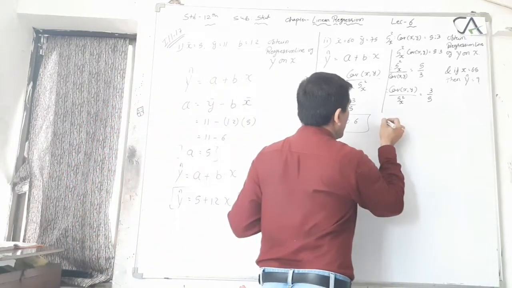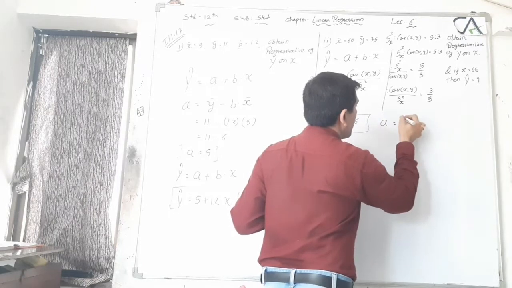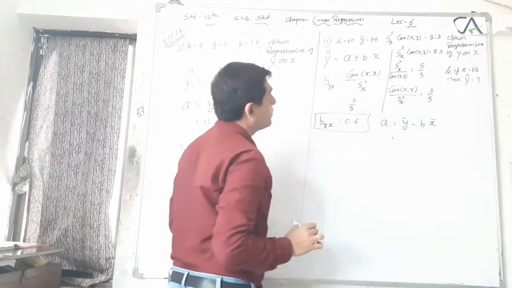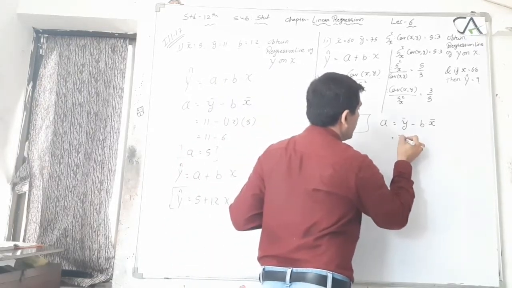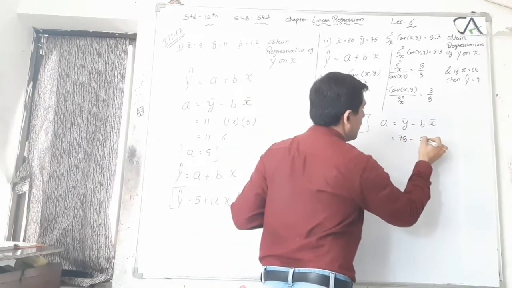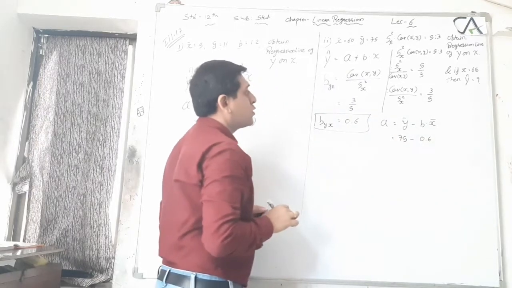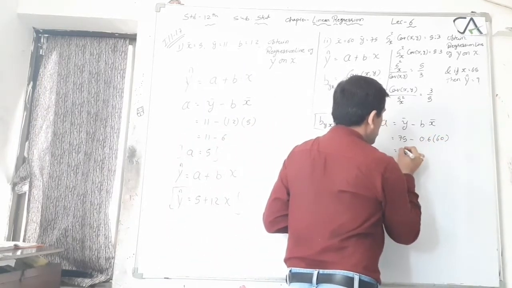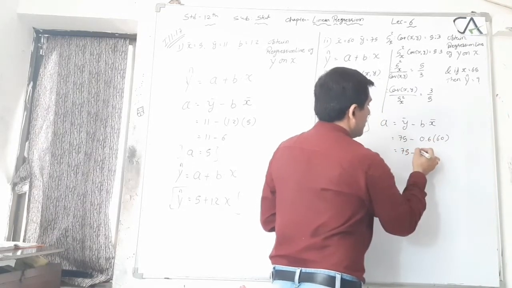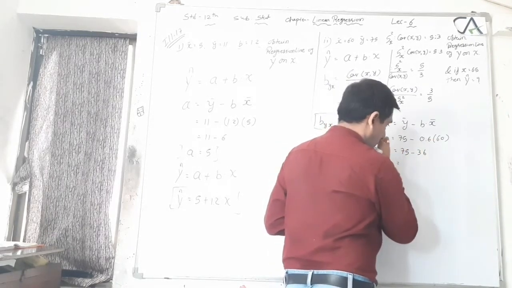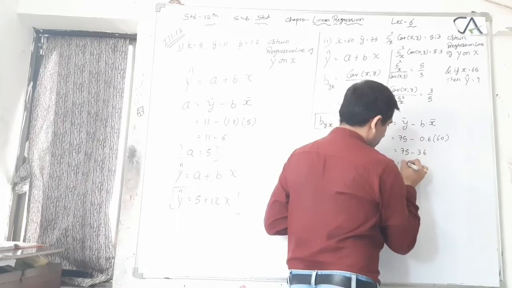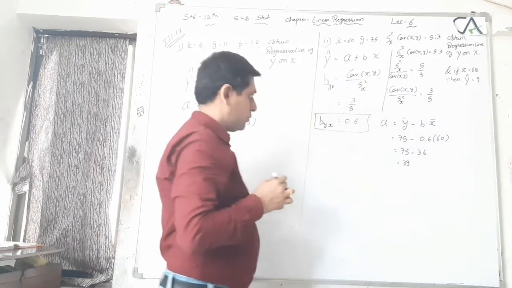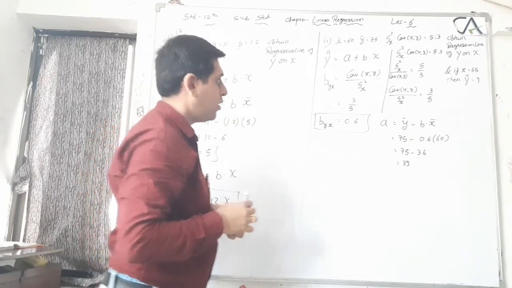What is the value of a? What is the formula for a? Y bar minus b x bar. What is Y bar? 75. What is b? That is our 0.6, that we found out. And what is x bar? That is 60. So 75 minus 36, 39 is the answer of a.